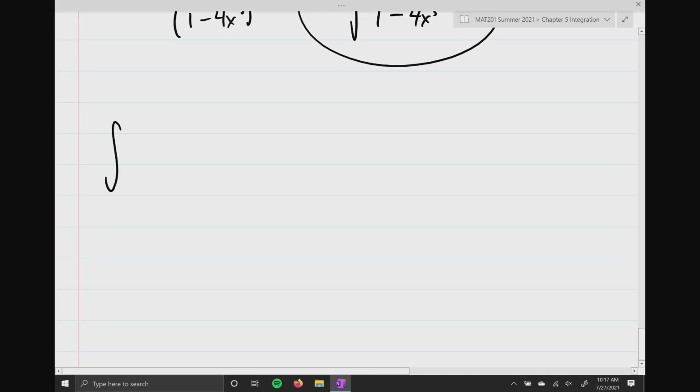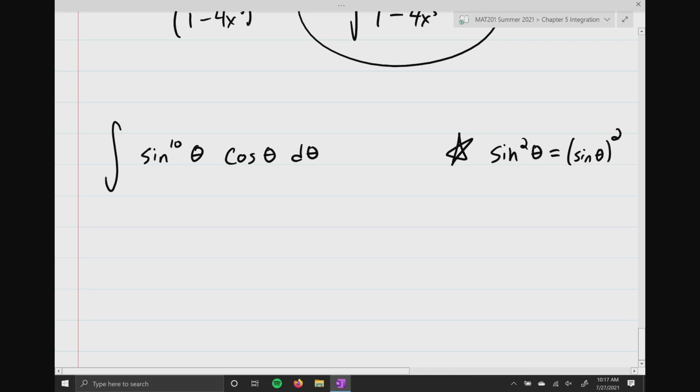We're going to do the integral of the sine raised to the 10th power of theta times cosine theta d theta. Okay? Now, I do have to make everybody aware of this because I don't know if you know this or not. But anytime you write, like, let's say sine squared theta, you can rewrite that as the sine of theta squared. Okay, that's what that means.